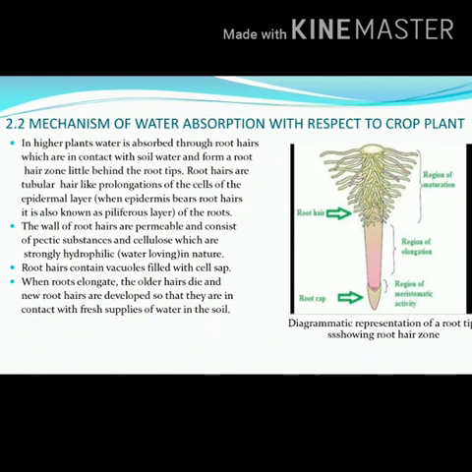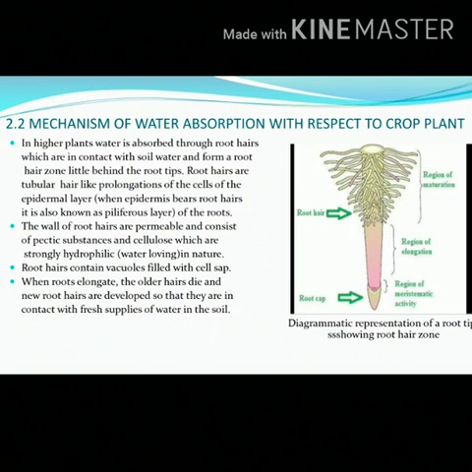Root hairs are in contact with soil water and form a root hair zone a little behind the root tips. Now, root hairs are the tubular hair-like prolongations of the cells of the epidermal layer of roots. When this epidermis bears a root hair, it is also known as a piliferous layer. The walls of root hairs are permeable and consist of pectic substances and cellulose, which are strongly hydrophilic, that is, water loving in nature. And root hairs contain a vacuole filled with cell sap.